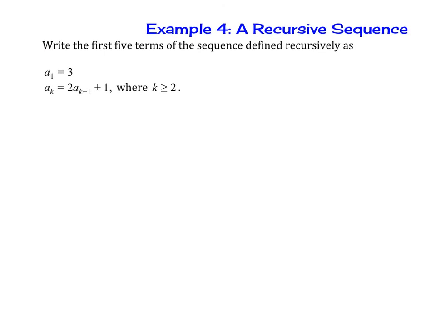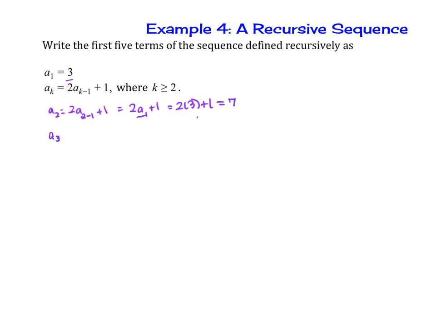And so then the next term, that's why it says k is greater than or equal to 2, if we plugged in 2, so a sub 2 equals 2 times a sub 2 minus 1 plus 1. So if we simplify this more, 2 a sub 1 plus 1, a sub 1 is our 3. Okay, a sub 1 is 3 up here. So you're just substituting that in. 2 times 3 plus 1. So this is 6 plus 1, which is 7.